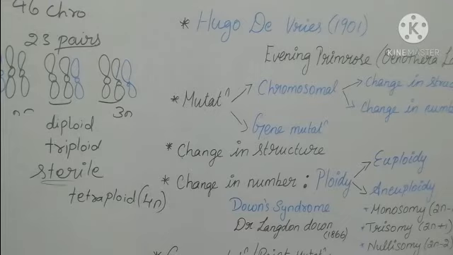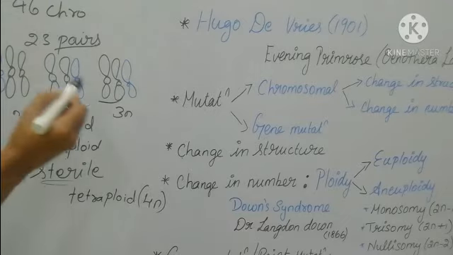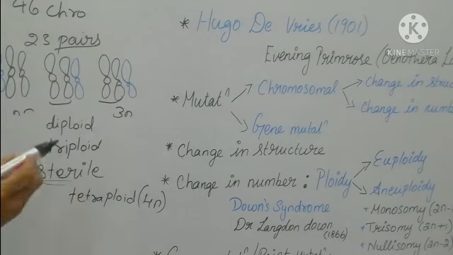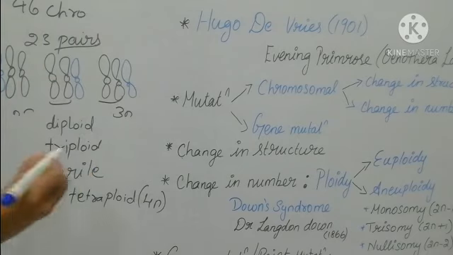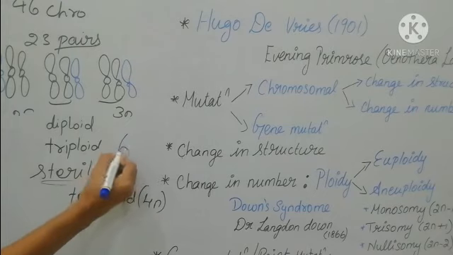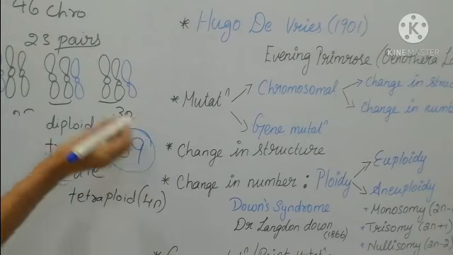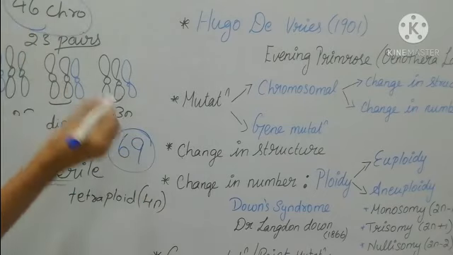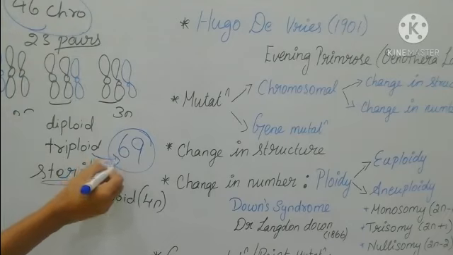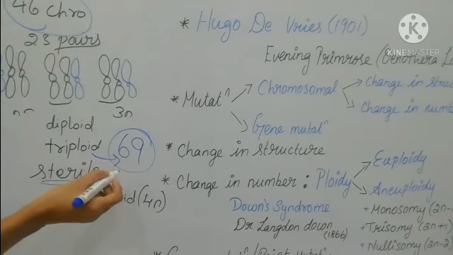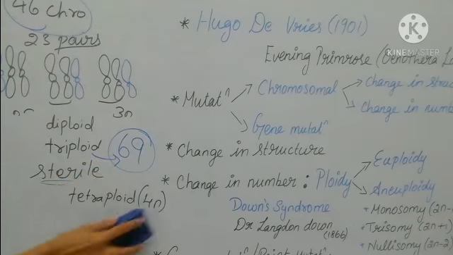So euploidy means an increase in the number of chromosomes in the whole set. The complete chromosome number will get increased. Here the triploid person will have a total of 69 chromosomes. A normal person will have 46 chromosomes, while the triploid person will have 69 chromosomes. That is euploidy. And next is aneuploidy.